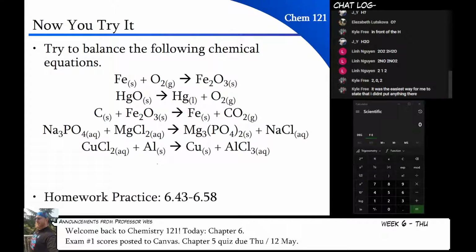I'm going to give you a bunch of these. I don't know why the first 3 appear on their own, but there you go. So I want you to balance these 5 equations. I'll give you like 5 or 6 minutes to do that, and then we'll go over the answers together in just a little bit.